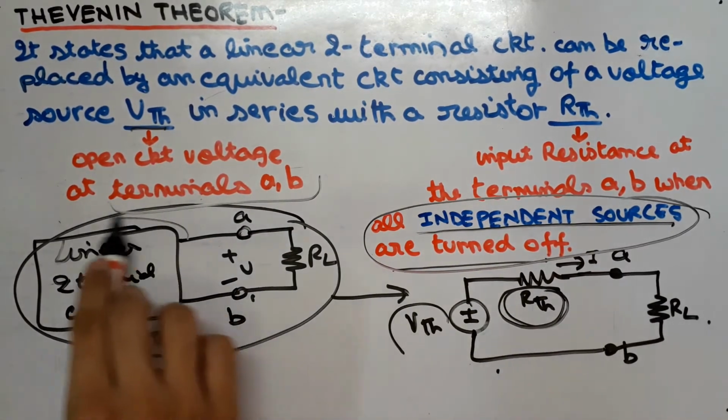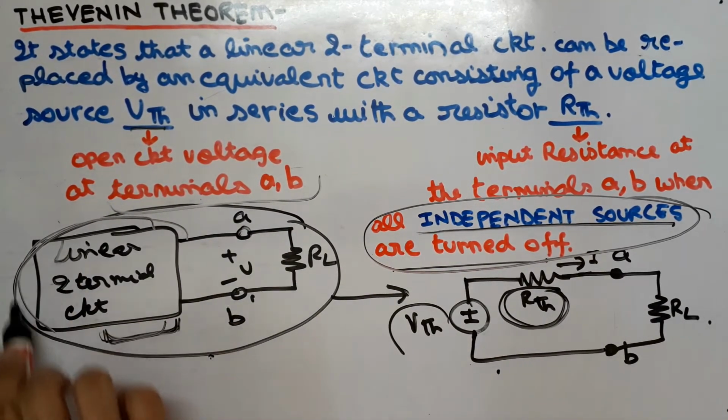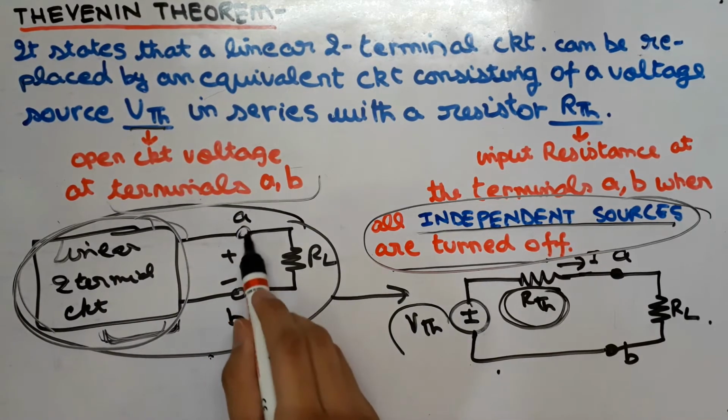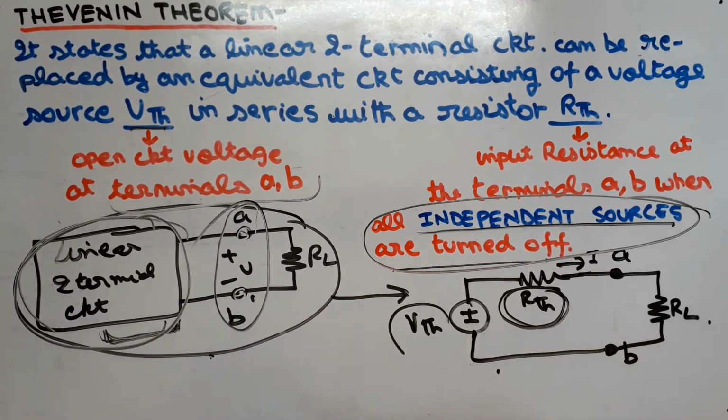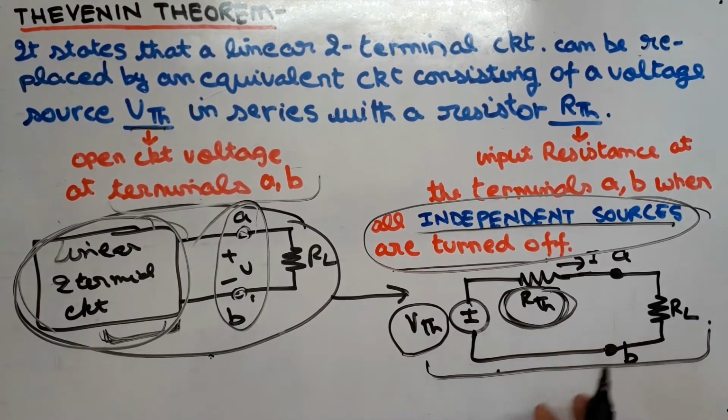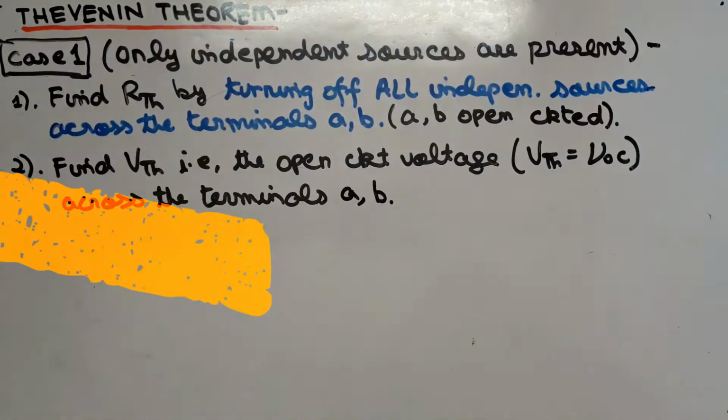That is, we will keep the circuit as it is, and we will find the voltage V across these two terminals. And then we will put the value of VTH and RTH over here, and this will be our final Thevenin circuit. Now we will look at different cases that it puts forward. That is, there is a different case for independent sources and there is a different case for dependent sources. So now first of all we are going to do it for independent sources. That is our case 1.